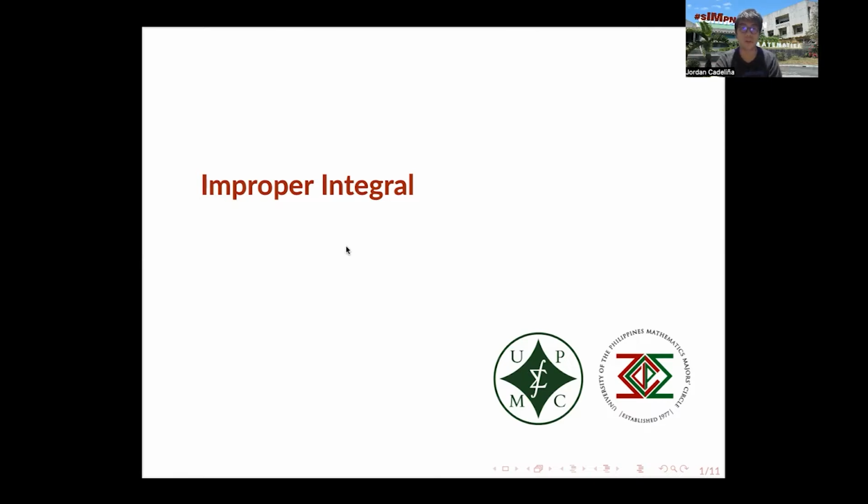So we're going to be discussing today about improper integrals. Basically, may mga methods tayo na nadagdagan dito na hindi karaniwang ginagamit sa mga integrals na sinasolve natin in the previous lessons as well as in Math 21. So let's proceed.